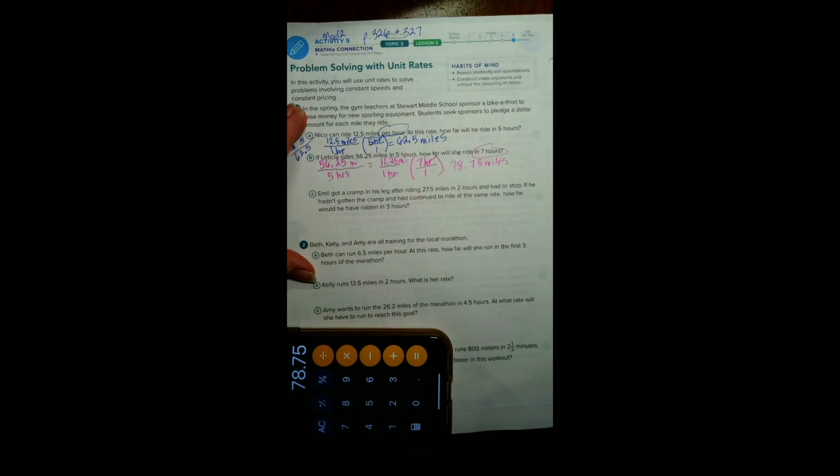I'm going to pause and get another piece of paper so that I can show you this other method that I want to do, because I kind of ran out of room. Okay, so I grabbed a piece of notebook paper.